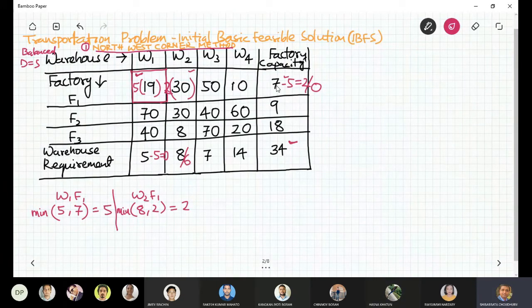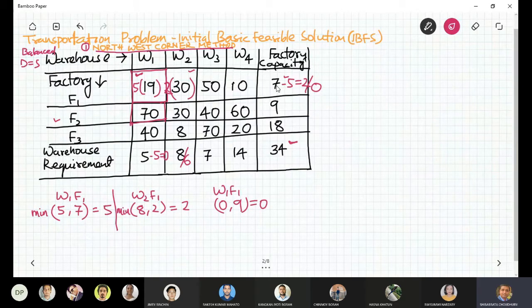Now this row is over. Now we'll come down to the second row, which is my F2. Can I allocate anything at W1 F1? No, sir, because they have no requirement. Warehouse 1 has a requirement of 0 and the factory capacity is 9, so I cannot allocate anything: 0, or no allotment.